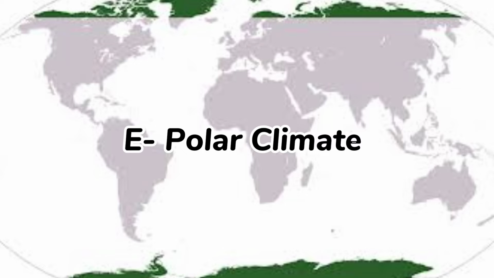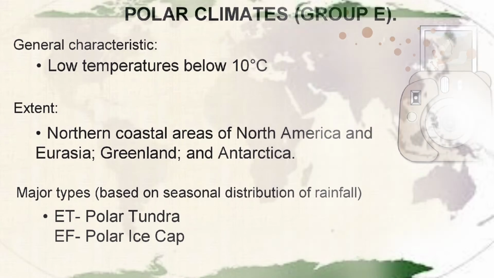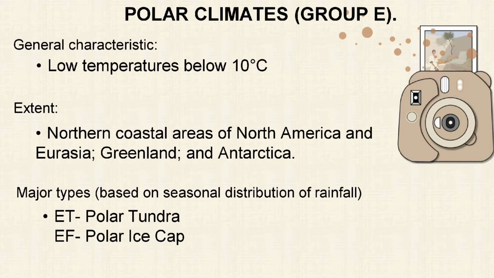Next is polar climates. It has low temperatures below 10 degrees Celsius and is found in northern coastal areas of North America and Eurasia.